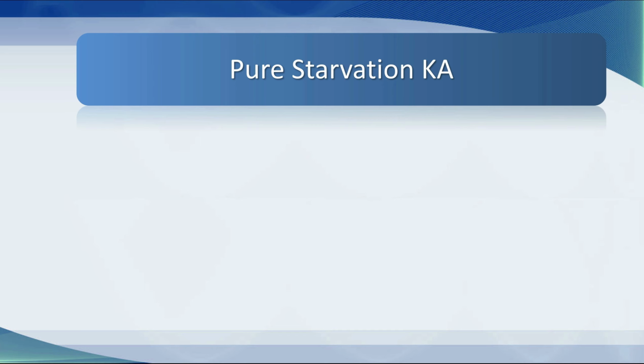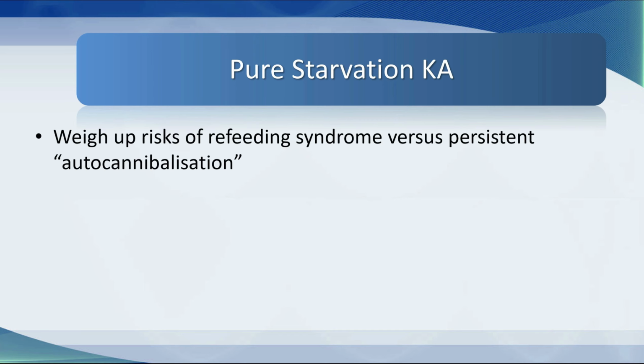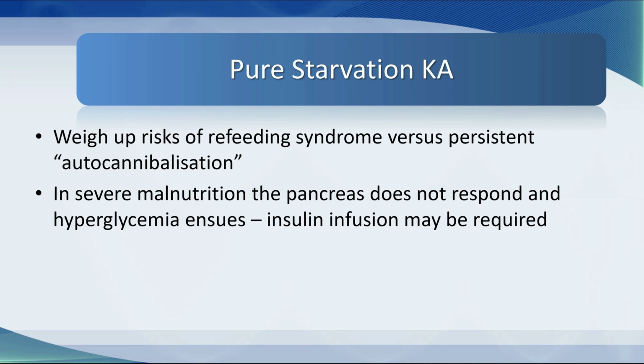Pure starvation ketoacidosis is very tricky to deal with. You have to weigh up the risk of refeeding syndrome versus persistent auto-cannibalization. Strangely, in really severe malnutrition, the pancreas just doesn't respond. And when you give dextrose to the patient, often the blood sugar surges. And that's why those patients may need an insulin infusion.